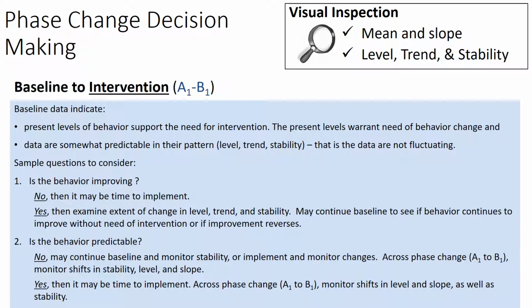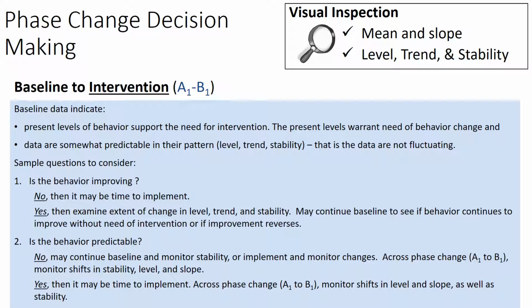Baseline data indicate present levels of the behavior of interest before the intervention is introduced. The logic of the baseline phase is to establish current levels of performance and determine if an intervention is needed. Therefore, the baseline data should be somewhat predictable in their pattern, stable, show a non-therapeutic trend, that is, a non-desired direction, and at a level indicating a need for intervention.